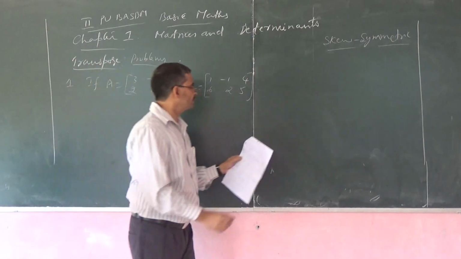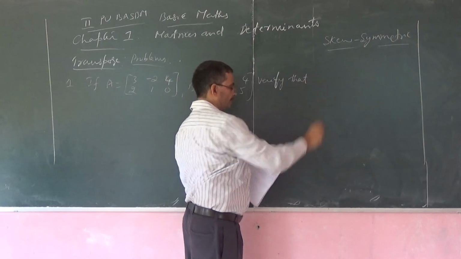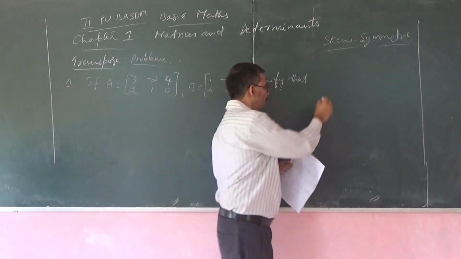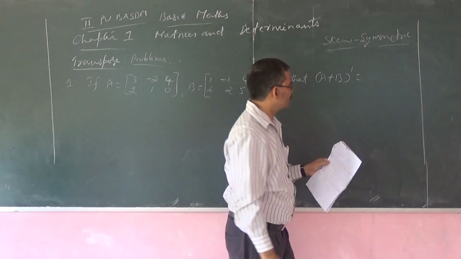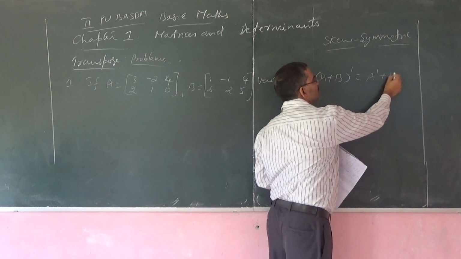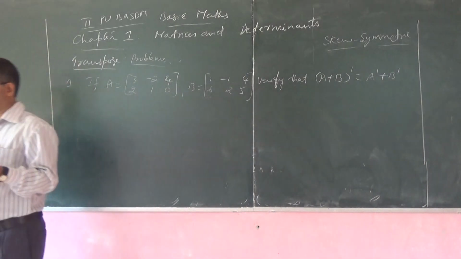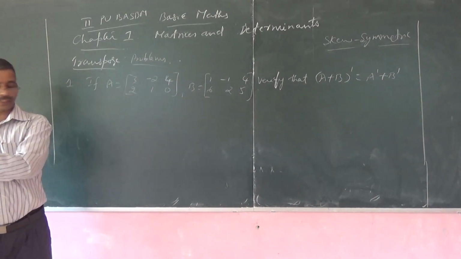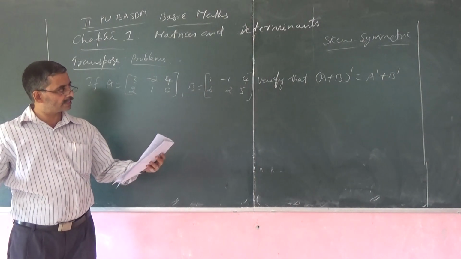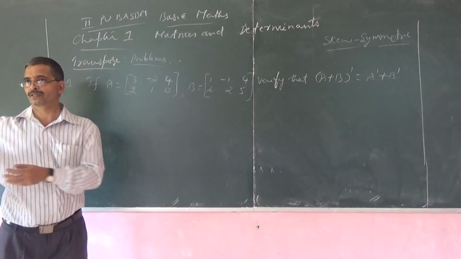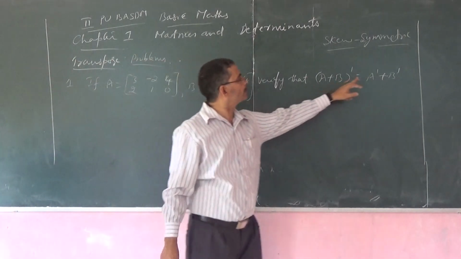Verify that (A plus B) dash equals A dash plus B dash. So if A equals 3 minus 2 4, 2 1 0, B equals 1 minus 1 4, 6 2 5, verify that (A plus B) dash is A dash plus B dash. First we will calculate one by one. We have to show that left hand side equals right hand side.